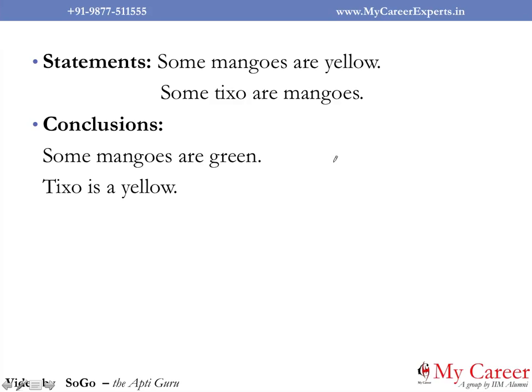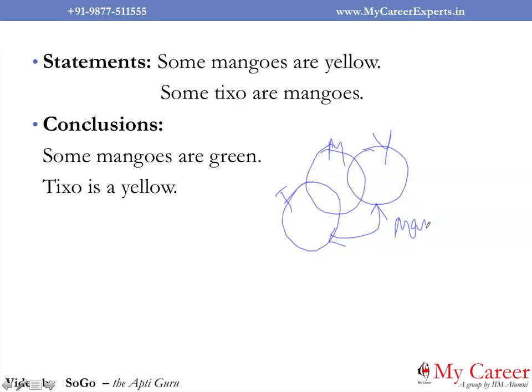Some mangoes are yellow. Some tixos are mango. So tixos are mango. Again, we have the same question we have done earlier. Tixo and yellow may have relation, may not have relation. So some mangoes are green. Oh my God, this is a foreign particle. Nothing doing. Tixo is yellow. Nothing doing. Answer is D.